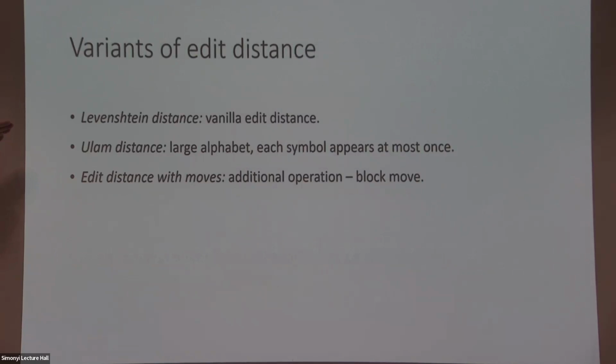So there are various variants of this edit distance. The vanilla thing which I described is sometimes called Levenshtein distance. There is Ulam distance, which assumes that every symbol appears just once. With a large alphabet, we are basically comparing permutations, or permutations restricted to some subset. Or you can allow moves of a whole block of symbols for one cost. But I'm going to focus on the first one, which is what people usually focus on.